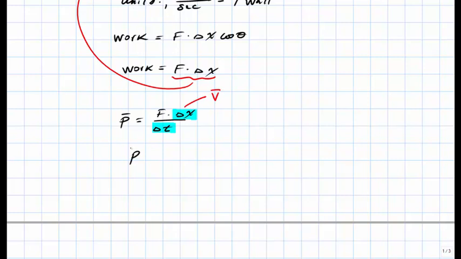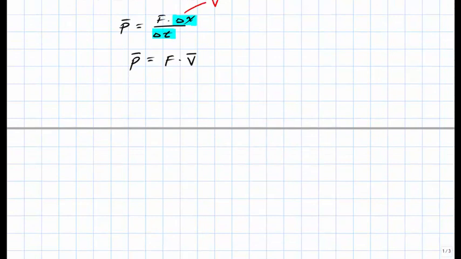Therefore, average power can also be expressed as the force times the average velocity that an object is experiencing. Of course, let's keep in mind that the force is the parallel component of force. And so we'll indicate that with two parallel lines. Again, this equation works when the force applied is directed in a parallel fashion with respect to the displacement as well as the velocity.